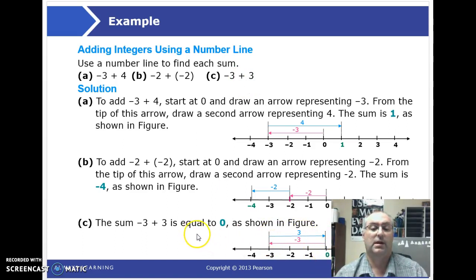This gives us an interesting property. When you add a number and its opposite, you always get 0. This is why our tiles canceled out in the previous examples.